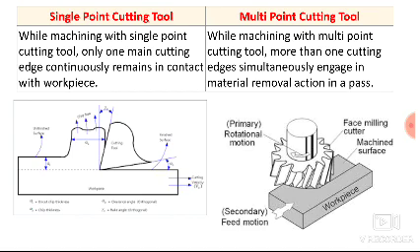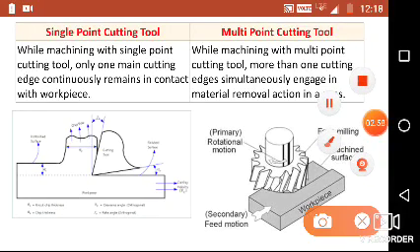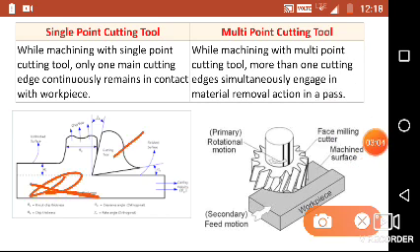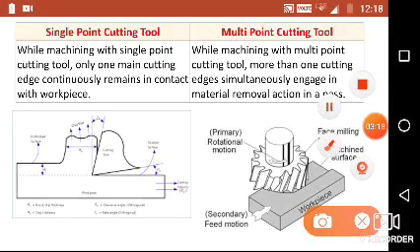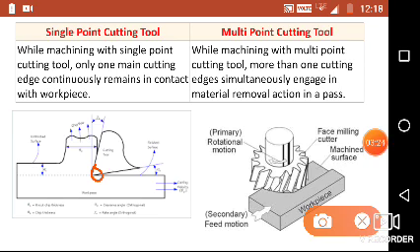The second difference is, while machining with single point cutting tool, only one cutting edge continuously remains in contact with the workpiece. With this diagram you can understand this. This is your workpiece, and this is the cutting tool, right? This cutting tool is removing the material from the workpiece in the form of chips. These are the chips which are flowing over the face of the cutting tool. Now this is a single point with which the cutting action takes place, right? So while machining with single point cutting tool, only one cutting edge continuously remains in contact with the workpiece.